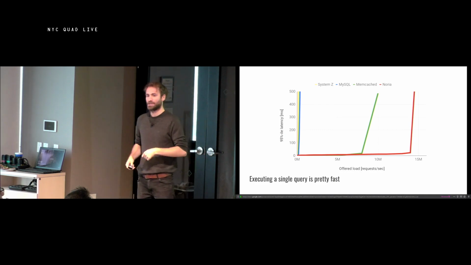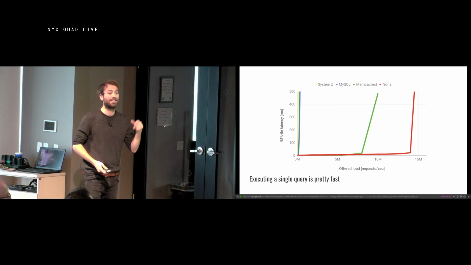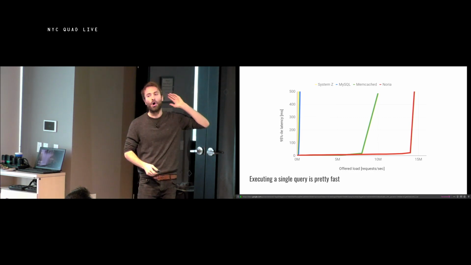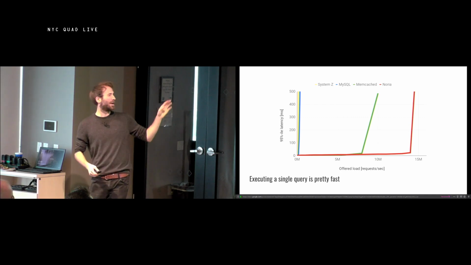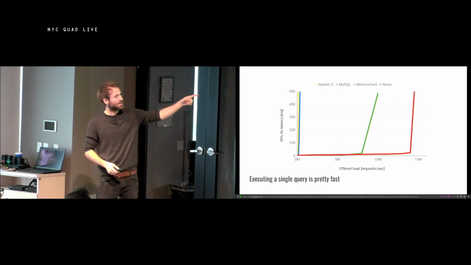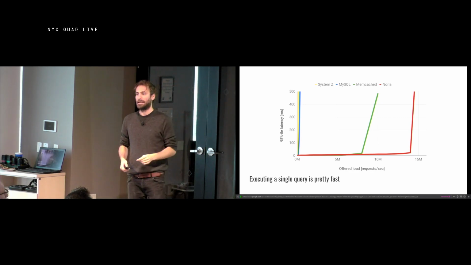The x-axis here is the number of requests per second that we give the system, and the y-axis is the 95th percentile latency that we observe for requests. Notice that MySQL and System Z fall over almost immediately. I think the number there is somewhere around 200,000 operations per second. Memcached gets to about 7 million operations per second, and we get to 14.